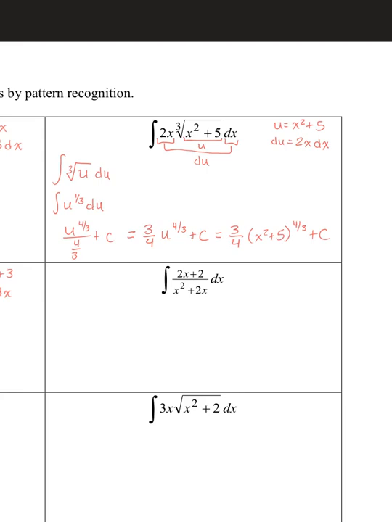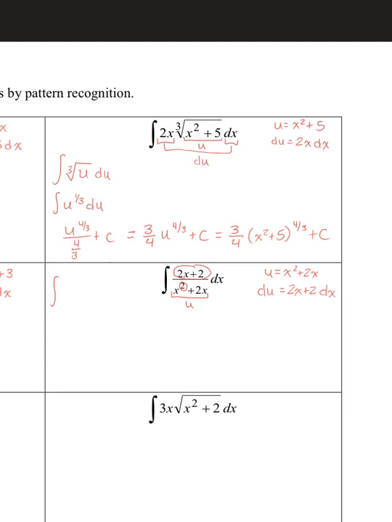So this next one here, look for the inside function. Now whenever it's a rational, it can be very difficult to find the inside function. So look for the highest exponent, and that will probably tell you what your inside function is. So if you take the derivative of this, you get 2x plus 2 dx, which does appear in the integral.